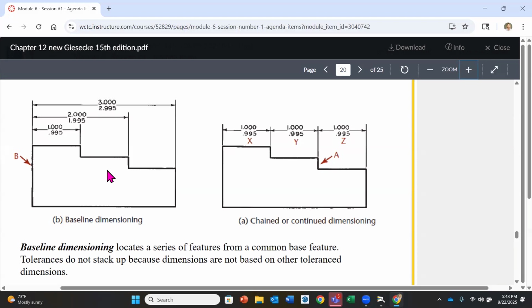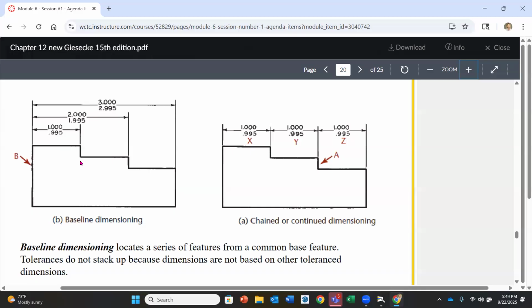So you're going to notice that we have two different ways of dimensioning and tolerancing the same part. Here you're going to notice we have 3 steps. The type of dimensioning that we're seeing here is called baseline, where all of the dimensions are coming from one side, sometimes referred to as a datum. Basically, for our first step, we're saying 1 to 0.995, 2 to 1.995, and then 3 to 2.995. So at any given step, I'm only getting a difference of 5 thousandths on each one of those steps.